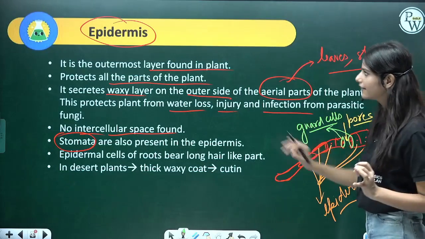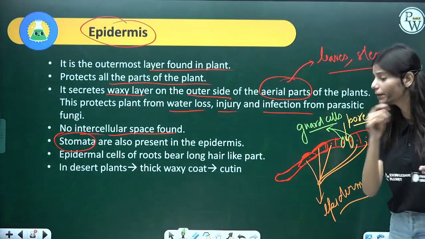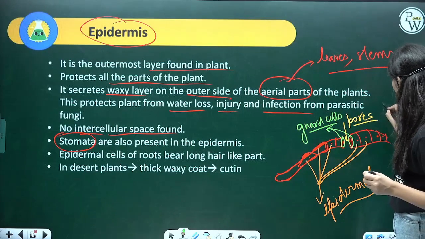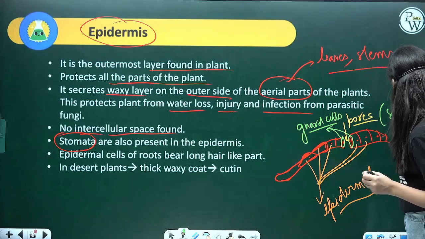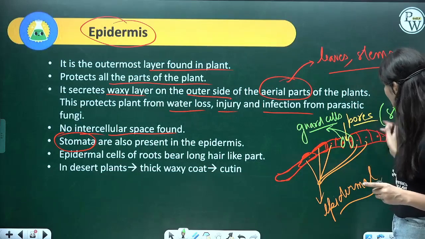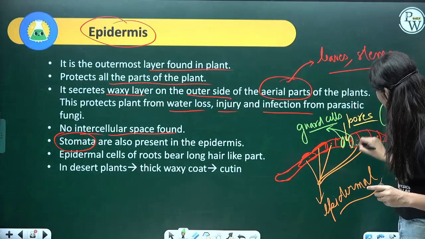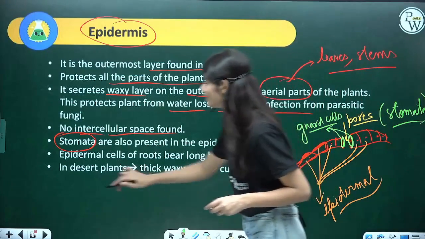So basically, guys, the epidermis has cells, and between the cells there will be some opening. This opening is what we call stomata. It is guarded by two cells, and these are called guard cells. Alright.